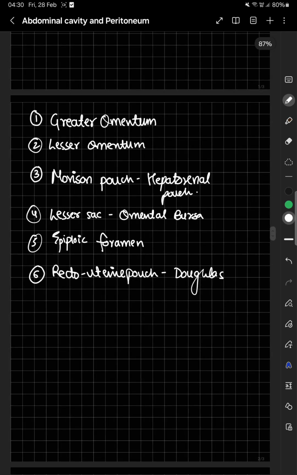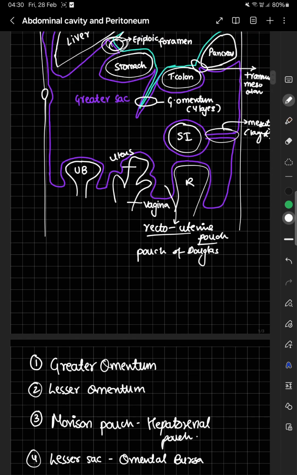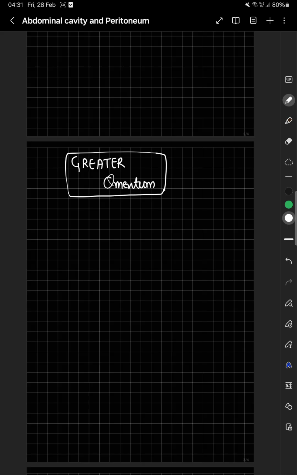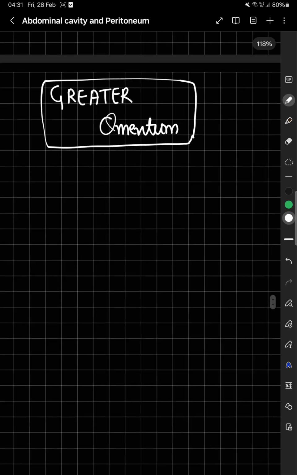Then we'll be discussing all the clinicals that are required for this chapter, and if there's any associated clinical, then and there we'll be discussing it. Like if there's anything associated to any of these 6 parts specifically, we'll discuss it then and there. Okay, so first we'll be discussing the greater omentum.